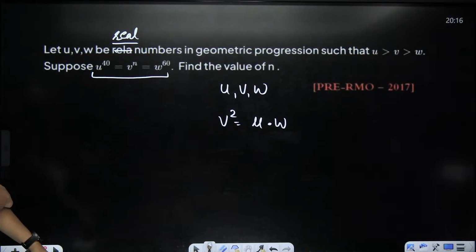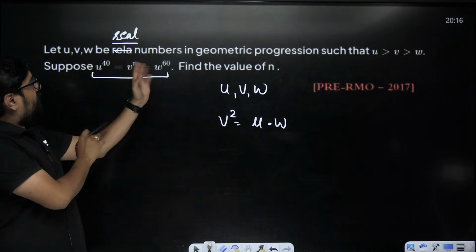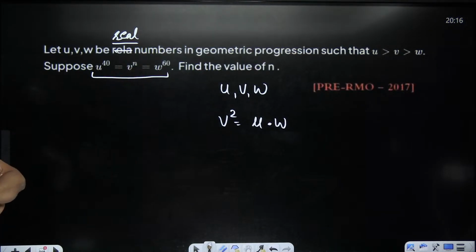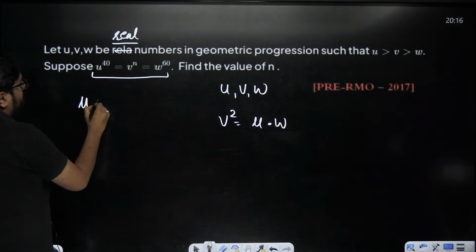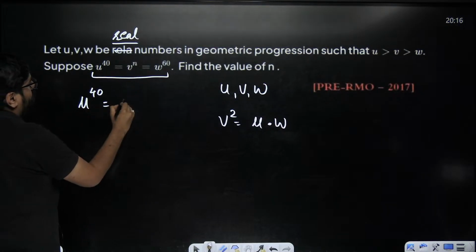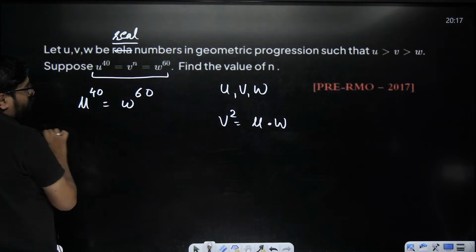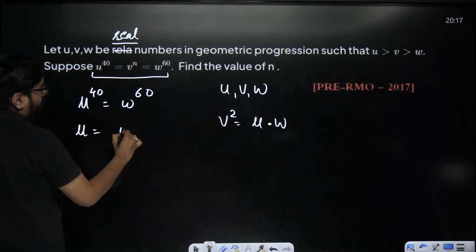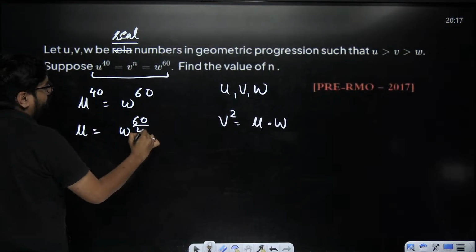What we can do is try to create everything in W to the power 60. For example, we have U to the power 40 is equal to W to the power 60. This is given to us. So U will be equal to W to the power 60 divided by 40. This we know.